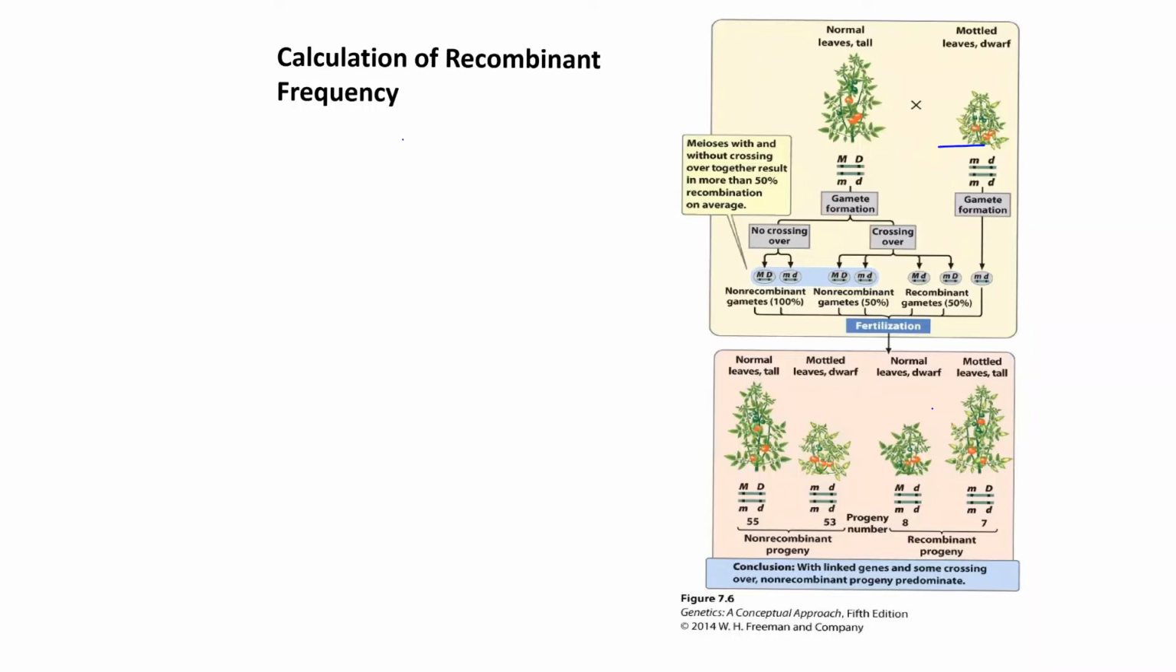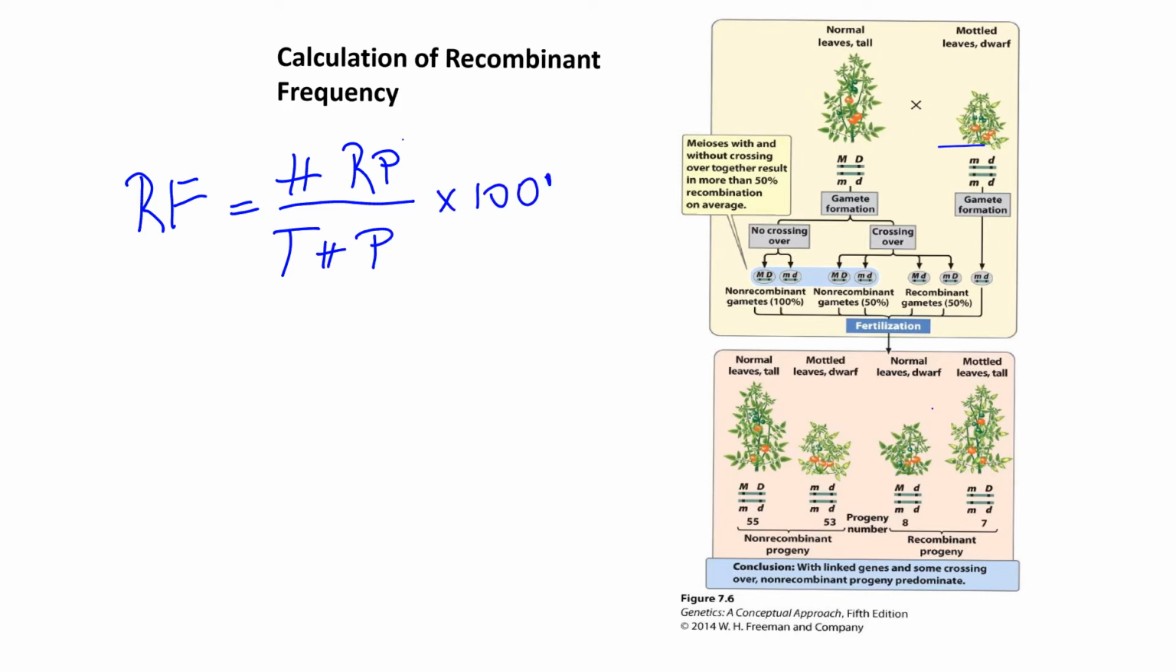So let's now discuss how to calculate recombination frequencies and how to predict outcome of genetic crosses with linked genes. To calculate recombination frequency, you use a formula where you divide the number of recombinant progeny by the total number of progeny, and of course you multiply it by 100%.